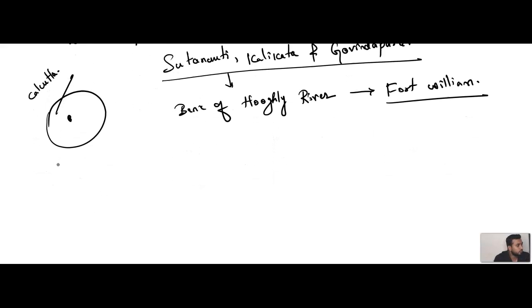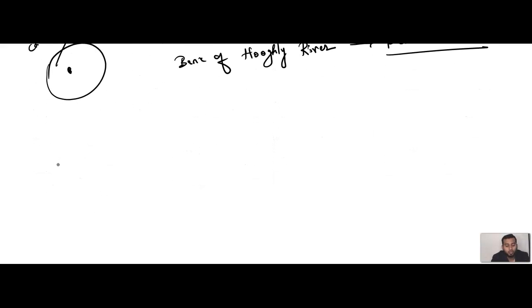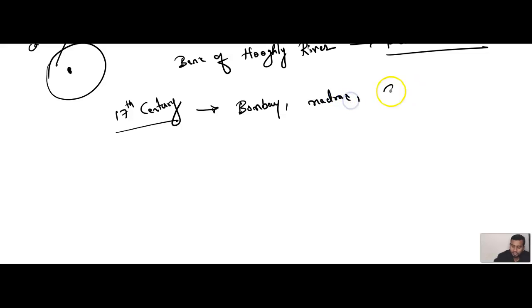Did you understand? Good. Now, by the 17th century, the English had established Bombay, Madras and Calcutta as the centers of their presidencies. Understood? अब इनके हाथ में 17th century तक क्या हो गया था? Which are the places that are under them? Bombay, Madras and Calcutta.